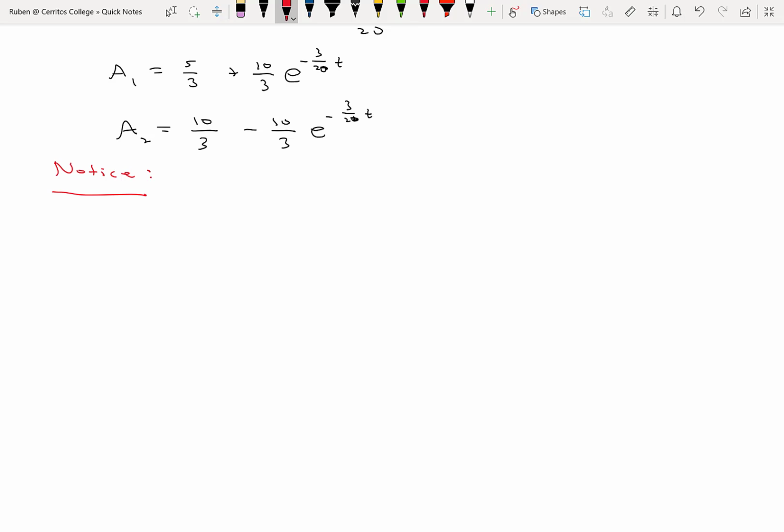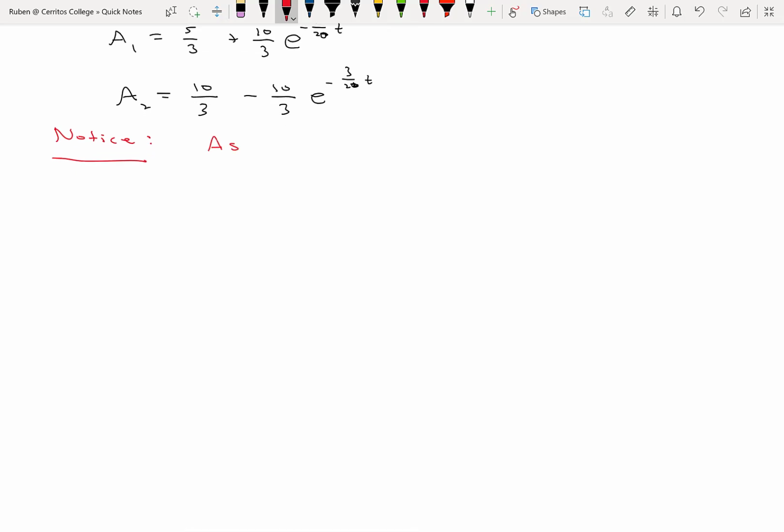As time goes on, we have these tanks interchanging liquid between the two tanks at the same rate. What happens to the amounts of salt in tank 1 and in tank 2? Notice, as t approaches infinity, A1 approaches 5/3 pounds, and A2 approaches 10/3 pounds of salt in the tank.